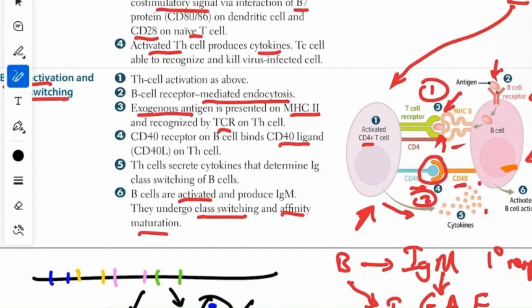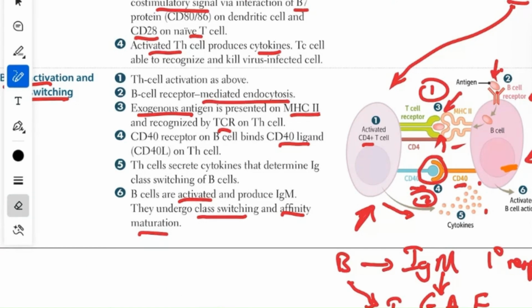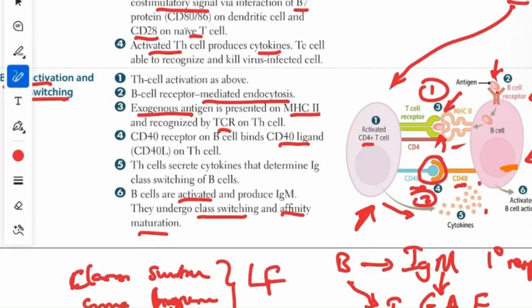It's literally reconfiguring the genes that it uses to make the antibodies so that it will produce antibodies that have a higher affinity. So this class switching and somatic hypermutation, where is it happening? It's happening in the lymphoid follicles. Very important for you to know. So this class switching and somatic hypermutation, they are both happening in the lymphoid follicles.